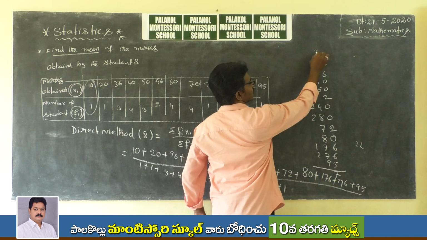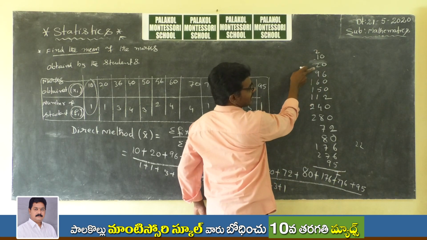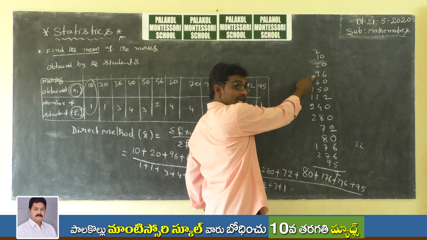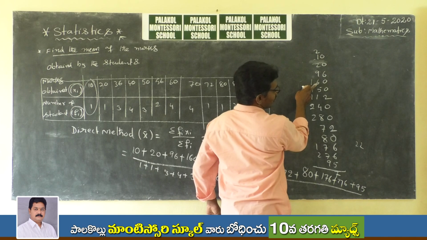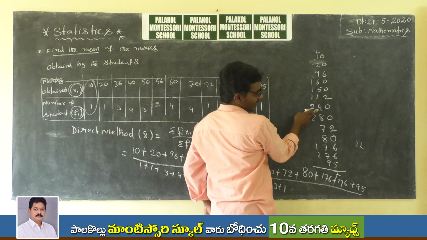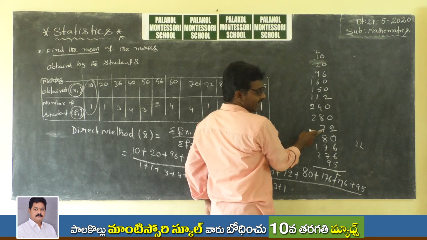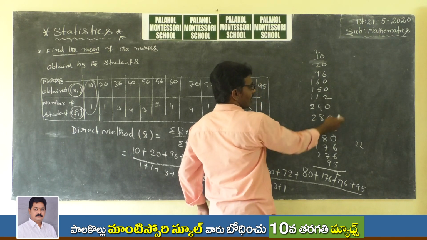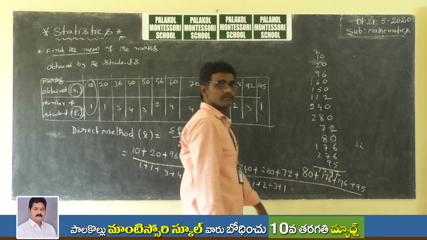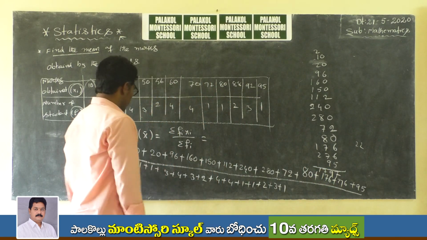7, 2. 2 plus 1, 3. 3 plus 2, 5. 5 plus 9, 14. 14, 20, 25, 26, 30, 38, 38 plus 7, these all are added, you get that 1797, simply like this.